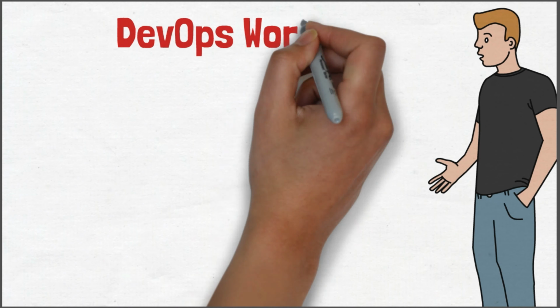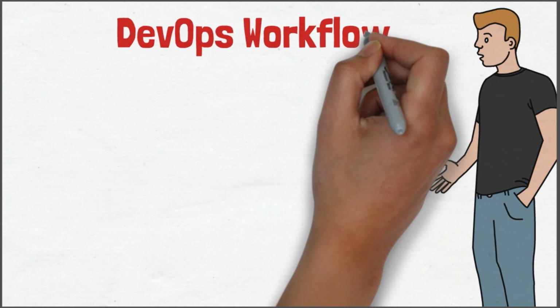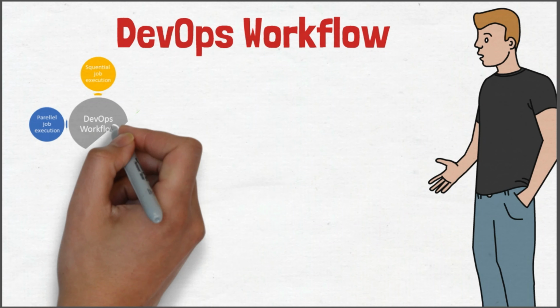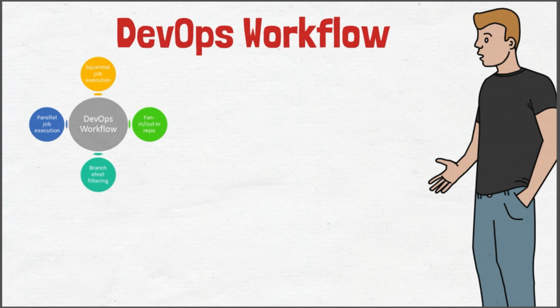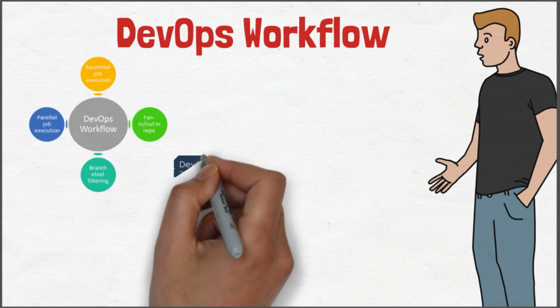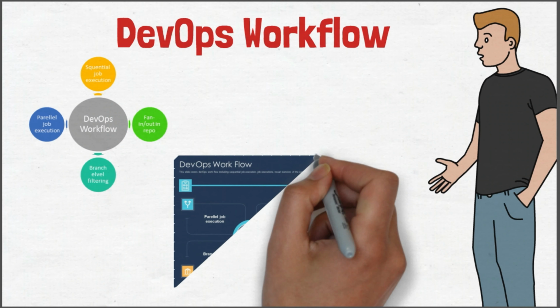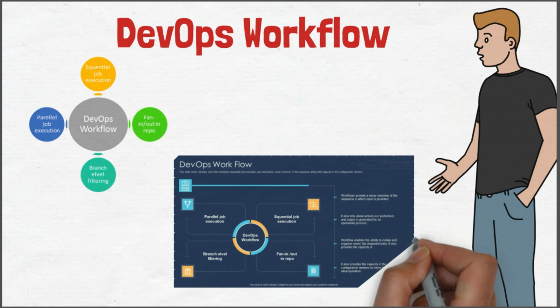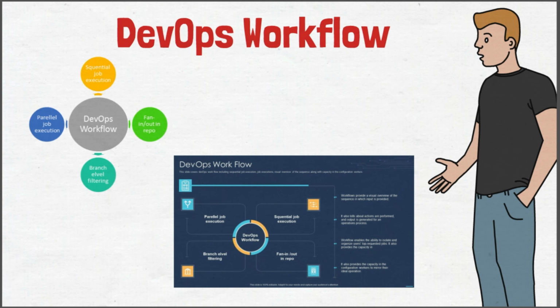So now let's talk about what is DevOps workflow. A workflow provides a visual overview of the sequence in which input is provided. It also tells about performed actions and the output is generated for an operations process. Workflow allows the ability to separate and arrange jobs that the users request. It also can mirror the ideal processes in the configuration jobs.